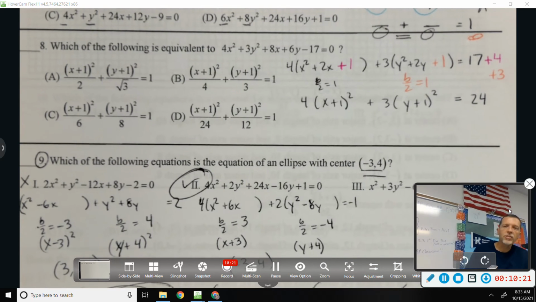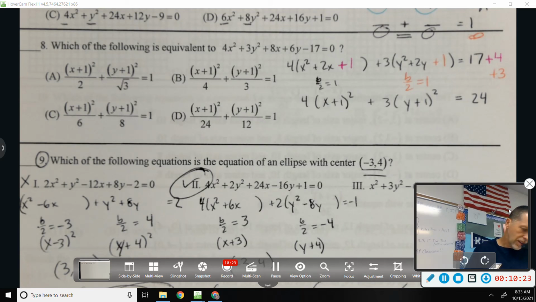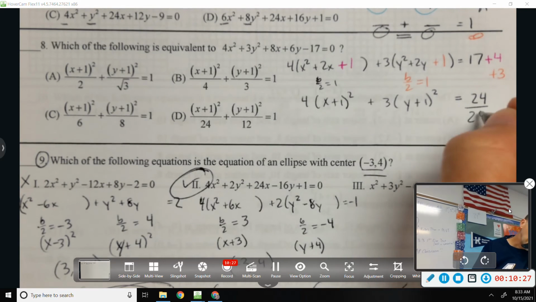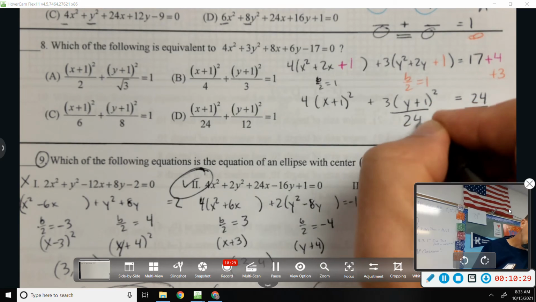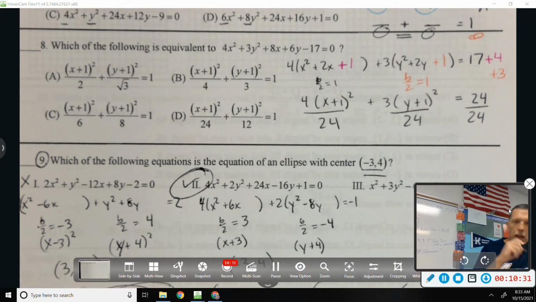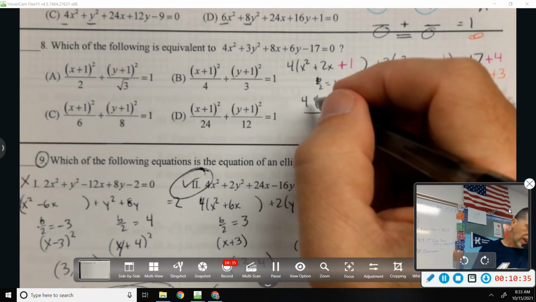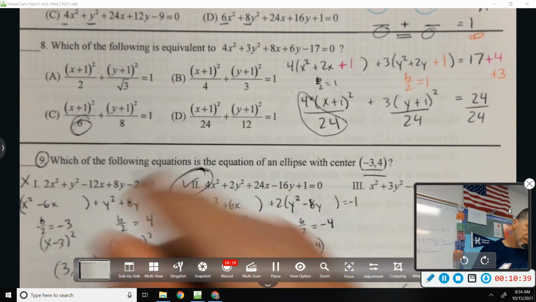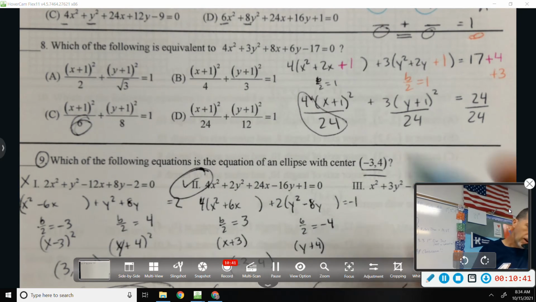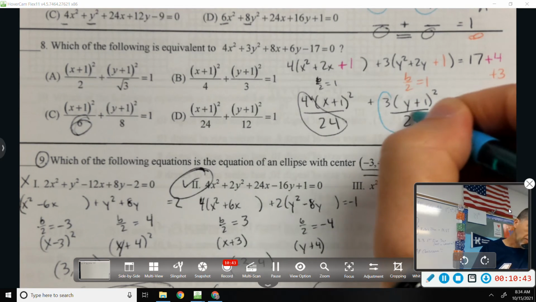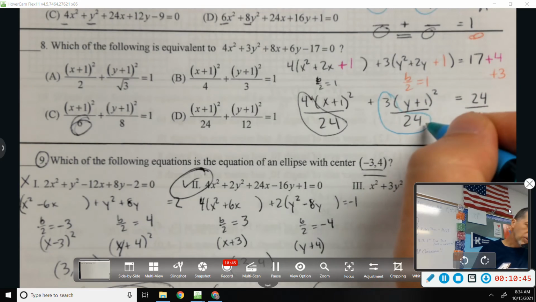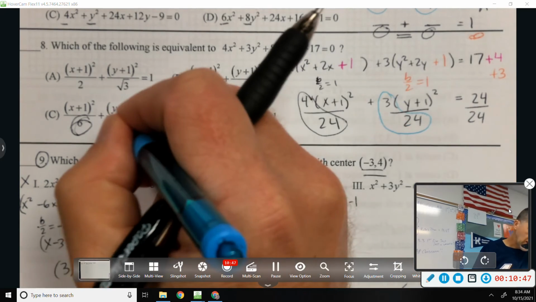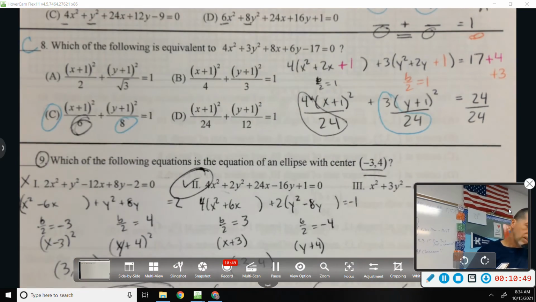Start looking at my answer choices. Oh, but they all have x plus 1 and y plus 1, so not helpful yet. Divide everybody by 24. So the x stuff becomes 4 over 6. The y stuff becomes, not 4 over 6, 1 over 6. 3 over 24 becomes 1 over 8. So it's answer choice C.